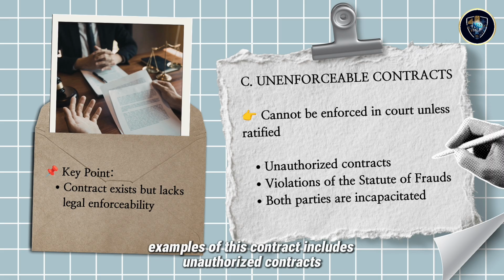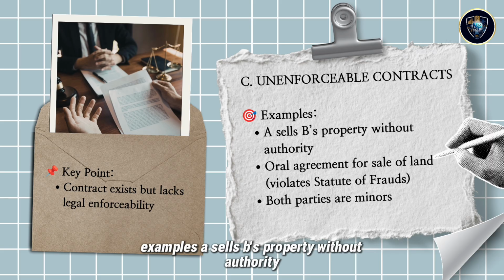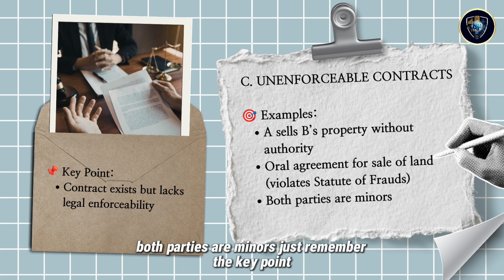Examples of this contract include unauthorized contracts, violations of the statute of frauds, or both parties are incapacitated. Examples: A sells B's property without authority. Oral agreement for sale of land violates statute of frauds. Both parties are minors. Just remember the key point. These contracts are not enforceable unless ratified.